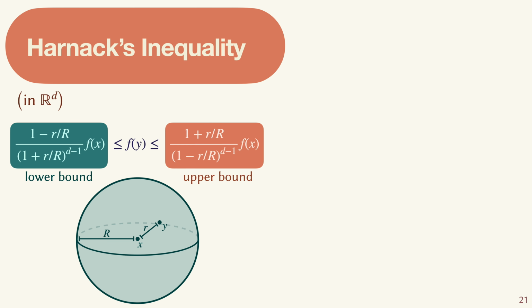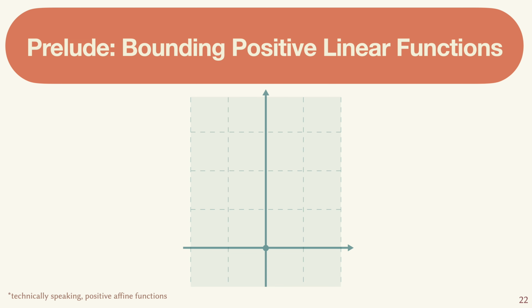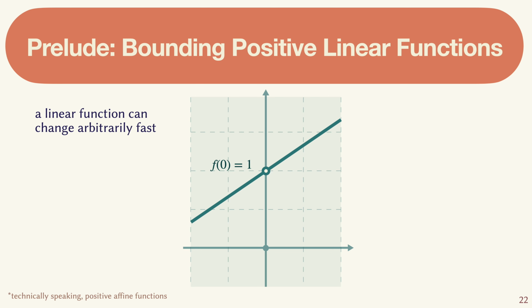After all, we just saw that harmonic functions are not Lipschitz, so they can grow arbitrarily quickly. So it's helpful to first consider a simpler case and just think about linear functions. Let's say we're working on the unit interval, and we have a linear function, and we know its value at the center. For concreteness, we can say that f of 0 equals 1.